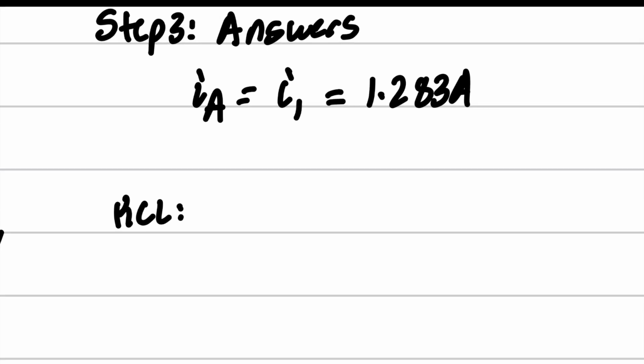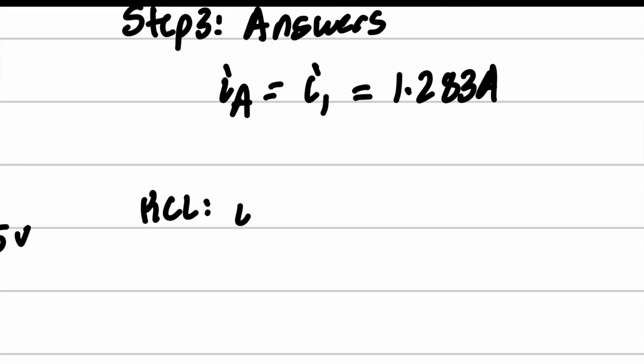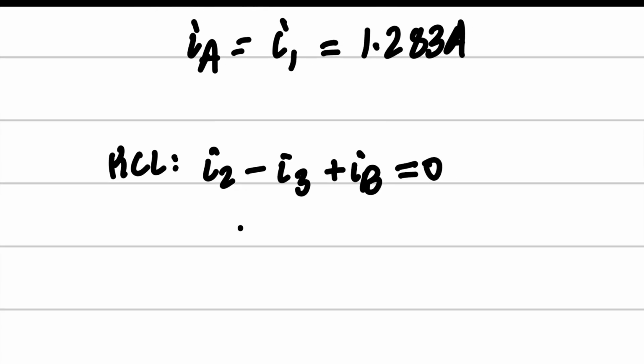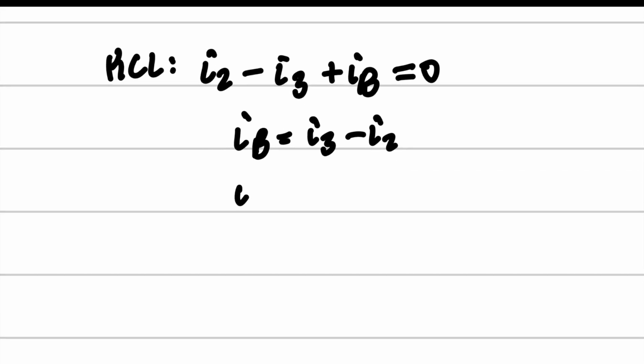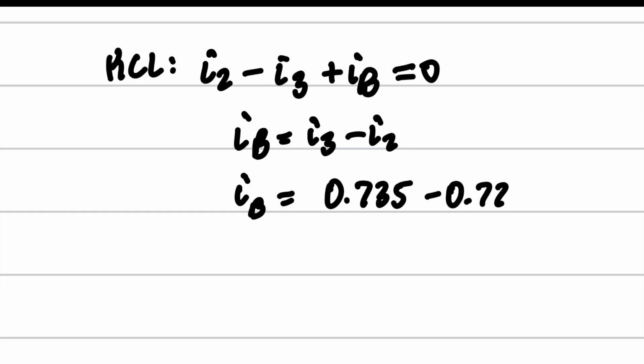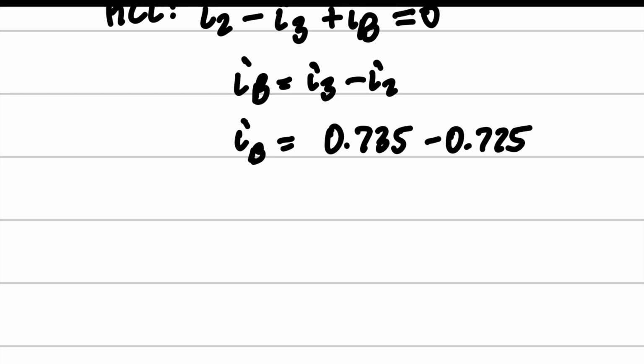And we're going to say I2 is going out of the node, which is positive. I3 is going into the node, which is negative. And IB is going out of the node, which is positive. And manipulating this, we get IB is equal to I3 minus I2. And then IB is equal to I3, which is 0.735 minus 0.725. And after plugging that into the calculator, we get roughly IB is equal to 0.009 amps.